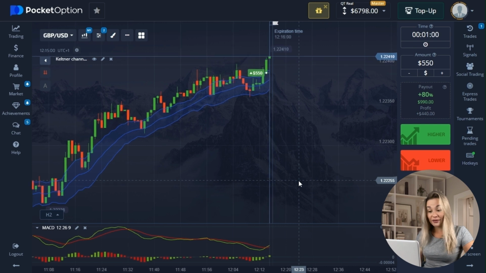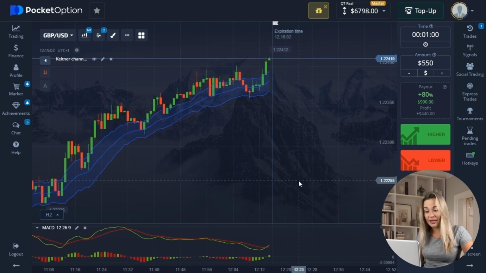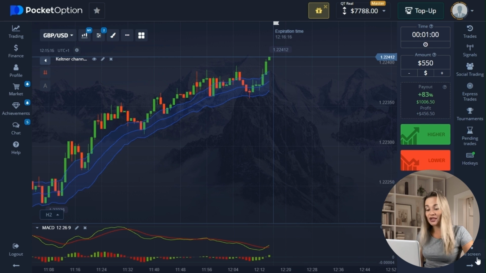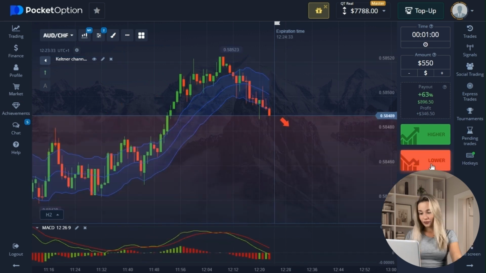And here is a little fun fact. The Keltner channel's middle line, it's basically a 20-period moving average. If the price keeps hanging out above or below this line, it's like the market is on a caffeine rush. That's a strong trend. So use it to spot your perfect moment to enter the trade.